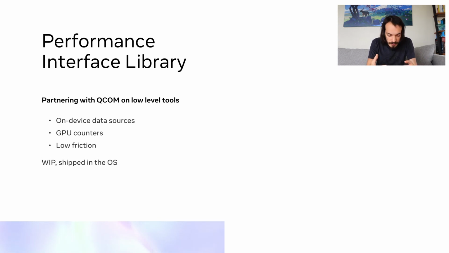And I think specifically, low friction is really important, because the easier it is to get access to data, the more people get access to that data. So not only low-level rendering programmers, but also higher-level programmers, tech artists, and QA. And then it gets much easier for people to really optimize for the platform. So this is a work in progress and is being shipped in the Quest OSs as of a few versions ago. So what do we actually get access to from this library?